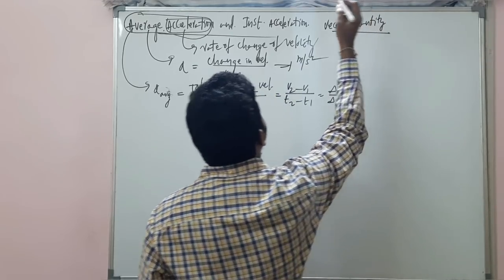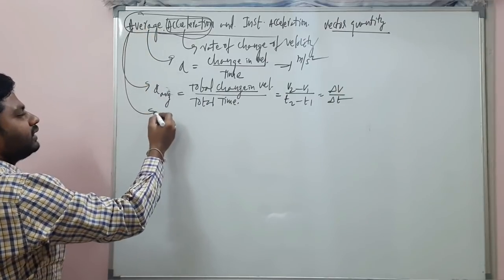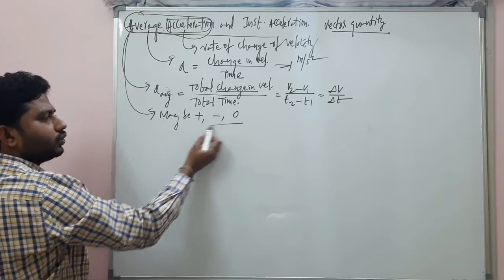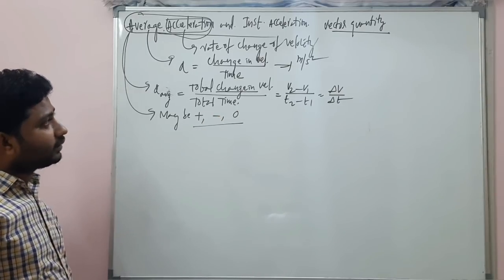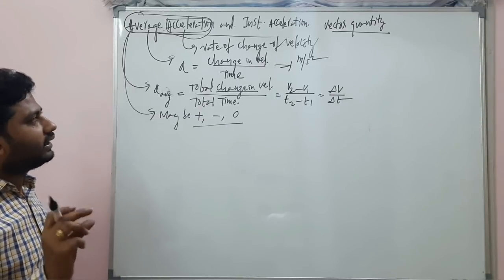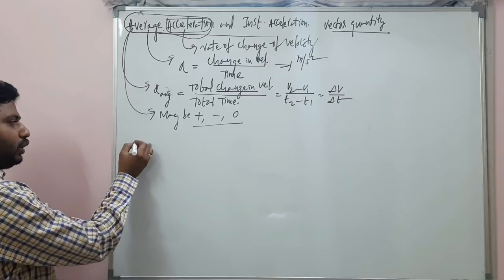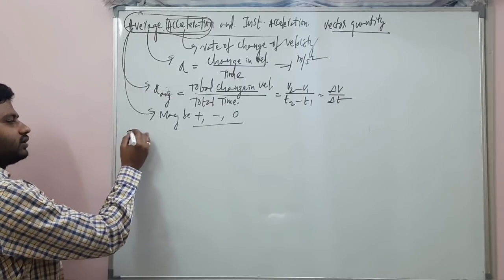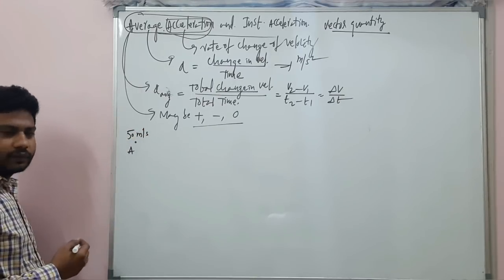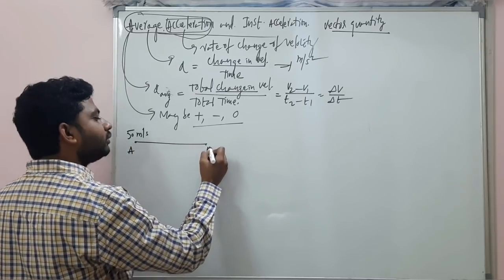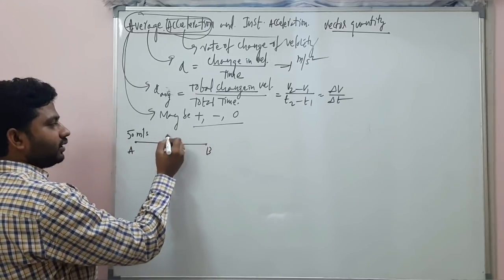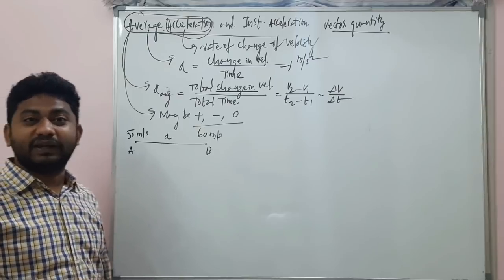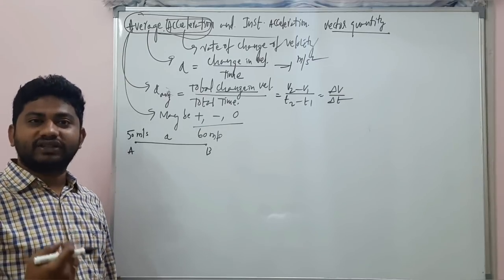And this acceleration may be positive or negative or zero. Three values are possible. I'll tell you with a simple example. A body is starting from point A with some 50 meters per second, reaching another point B with 60 meters per second. Acceleration means what? Increase in the speed. Yes or no? Acceleration means increase in the speed.